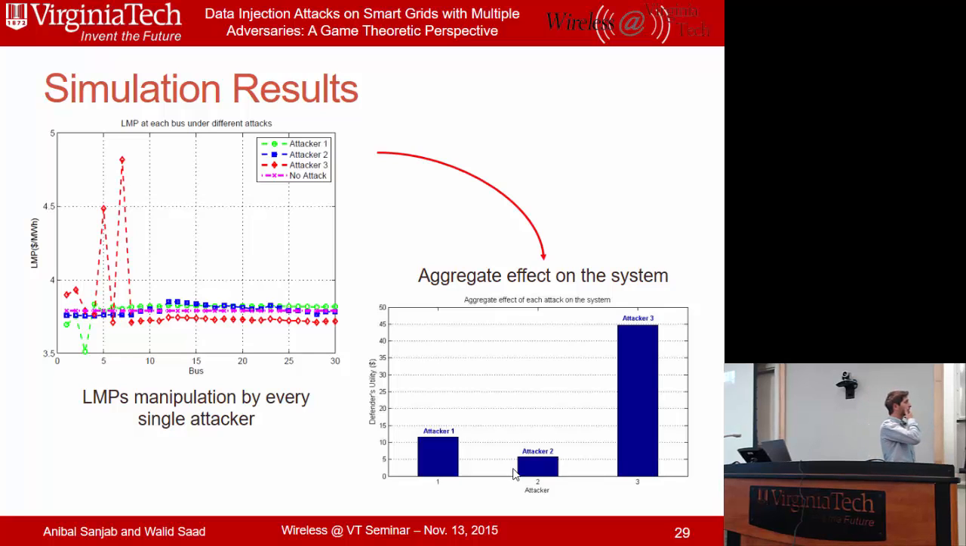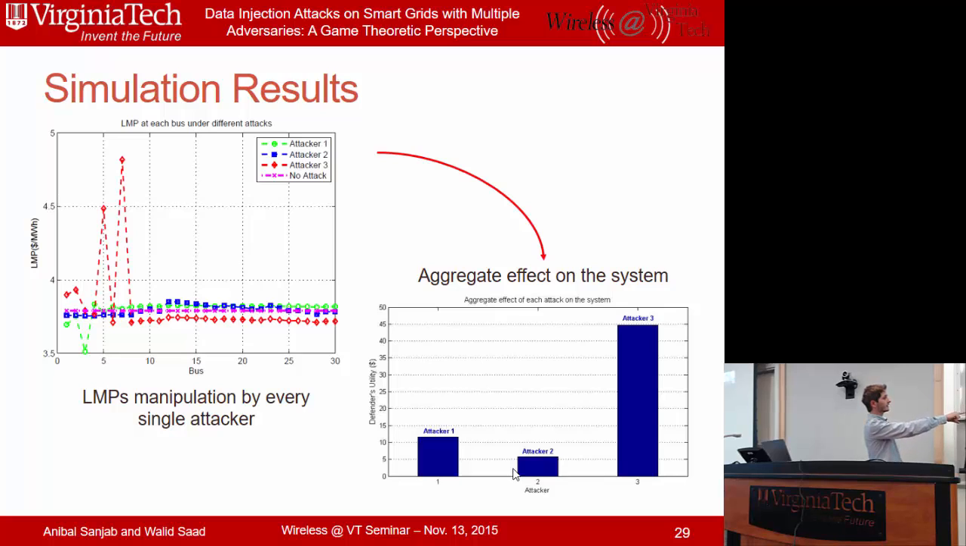We can see here in the LMP profile the effect of the attack carried out by attacker 1 if there are no other attackers in the system. We can see it in green. We can see the effect of attacker 2 on the LMPs in blue, and the effect of attacker 3 on the LMPs in red. And on the right side, through that column chart, we can see the aggregate effect of every attack on the system.